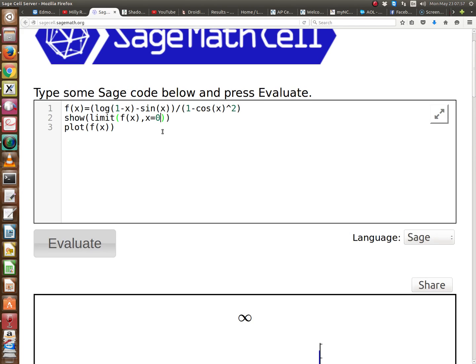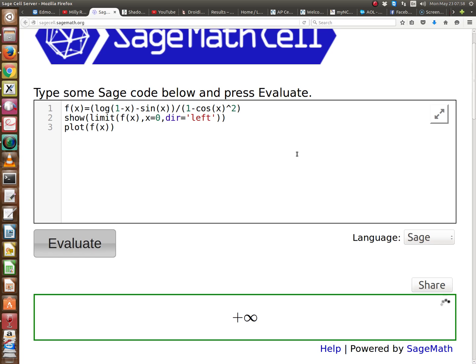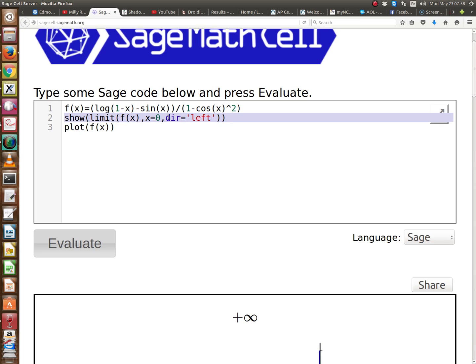But if you say a direction, comma, dir equals, quote, left, then we say from the left it would be positive infinity, right? Let's see if we get that. There it is. And for fun, if I copy this and put it over here and make it from the right, I should get negative infinity.